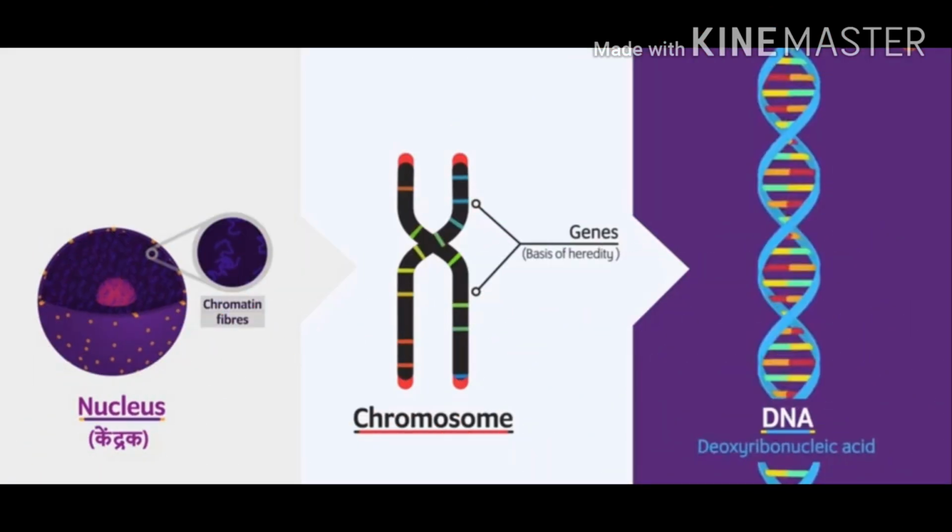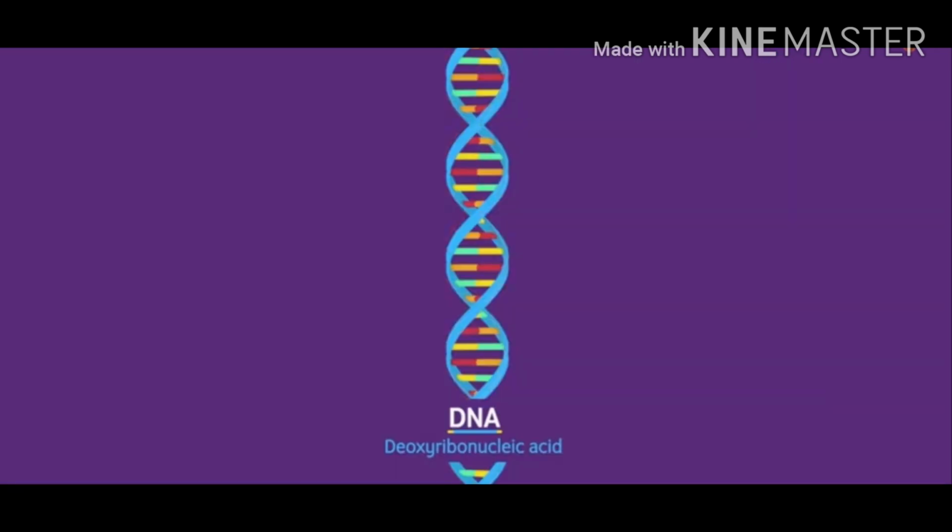Now let's see the diagram of the chromosomes and DNA. Chromosomes are mainly observed when cells are in the stage of division, and when we stretch the chromosome, then DNA is found, which is a double helix structure, given by Watson and Crick.